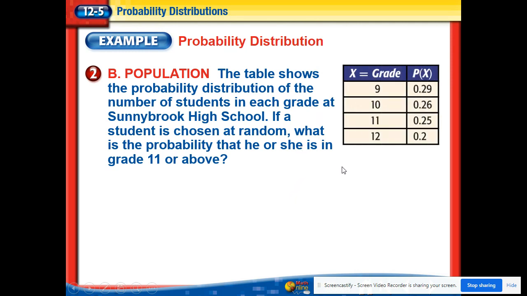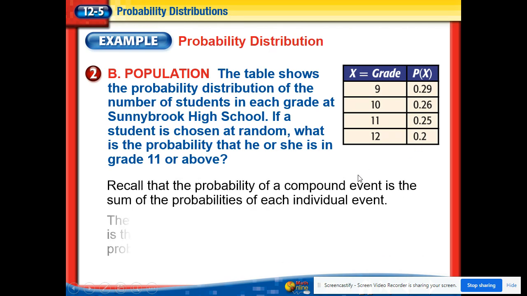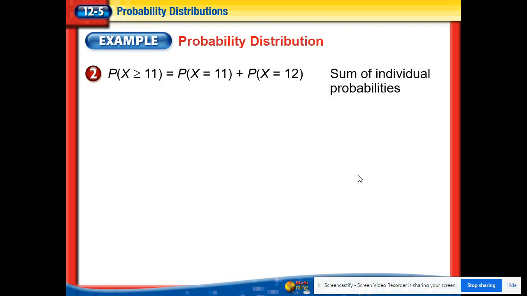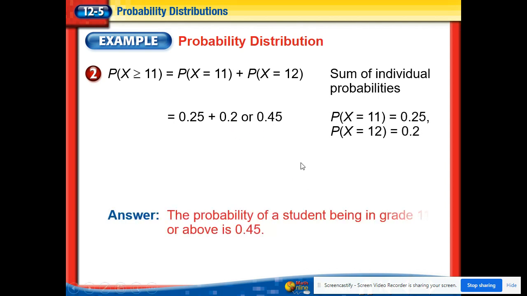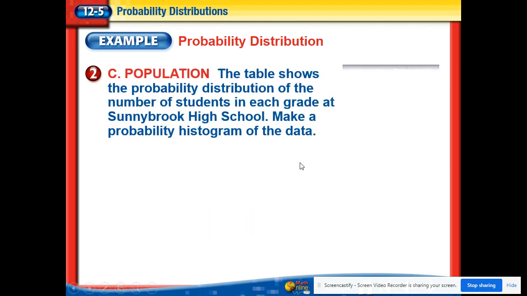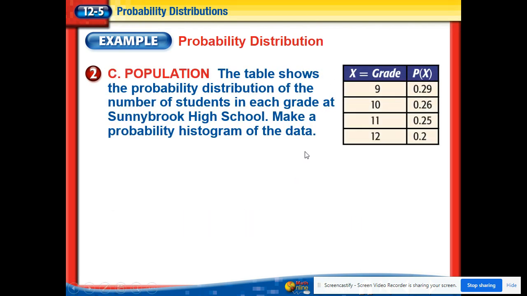All right, since we know it is, what's the probability that he or she is grade 11 or above? Now, the nice thing about the way that it's laid out is we're just going to add 11 plus the 12, so the 0.25 and the 0.2, giving us 45%. 45% of the student body are upperclassmen. And that's pretty typical, actually, for a high school.